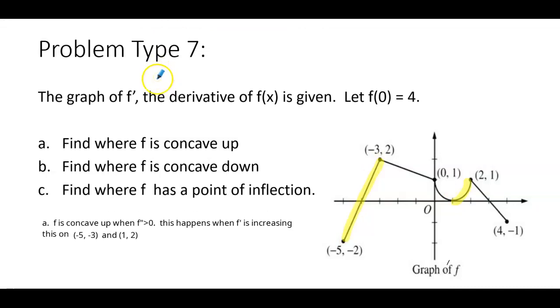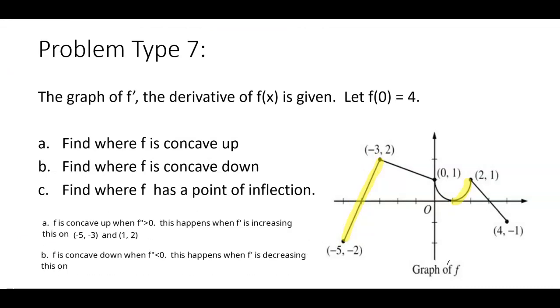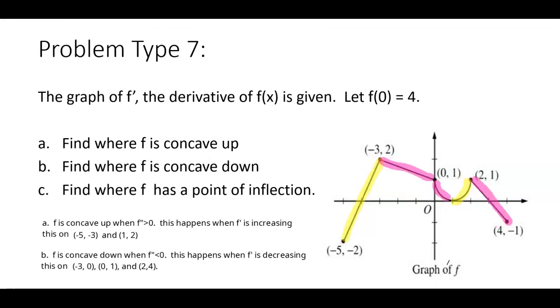All right, the next question is asking us, where is f concave down? So f is concave down when f double prime is less than 0. This happens when f prime is decreasing, on the intervals that follow. Here we're decreasing, here we're decreasing, and here we're decreasing. So let's put those intervals: -3 to 0, 0 to 1, and 2 to 4. There you go. And once again, I haven't said it yet on this slide, but the same principle holds. You get 1 point for your answer and 1 point for your explanation. Same for both of these, so I would say these are 2-point questions.